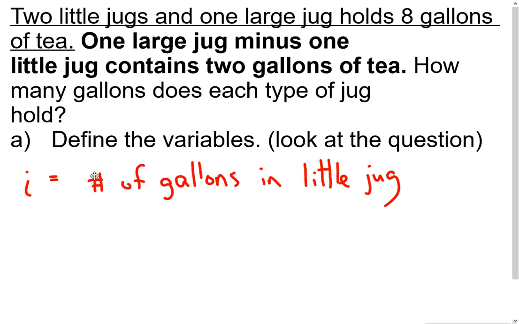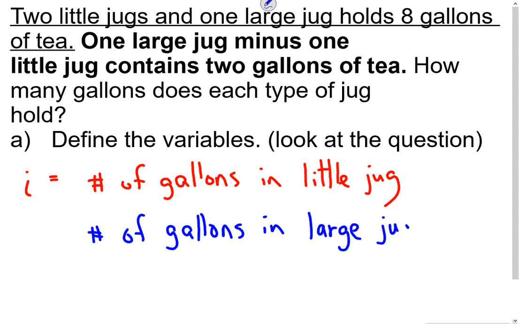And then my other one that I'm looking for is how many gallons the big jug holds, or the large jug. So it doesn't look a lot different, number of gallons, but instead of in the little jug, this is now in the large jug. For this one, I'm going to use a B for big being similar to large. So I've identified my variables and what they represent. I think that's extremely important as we move forward.